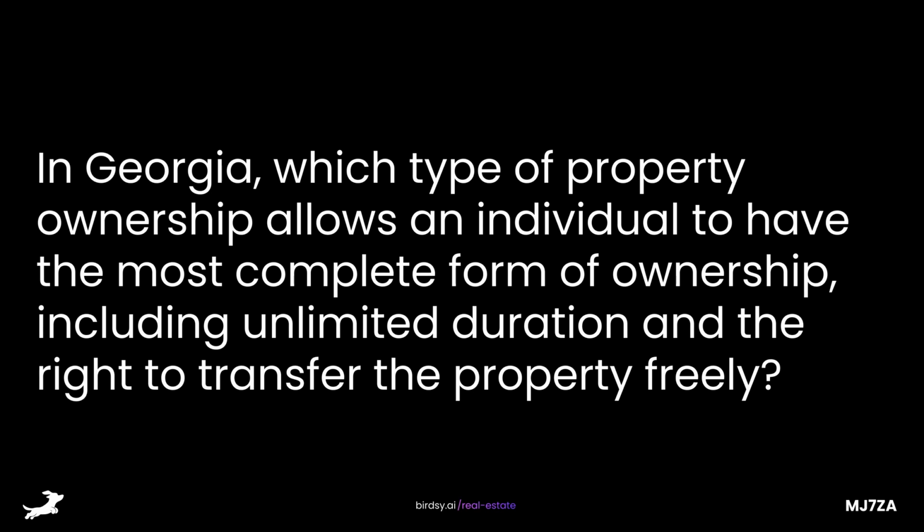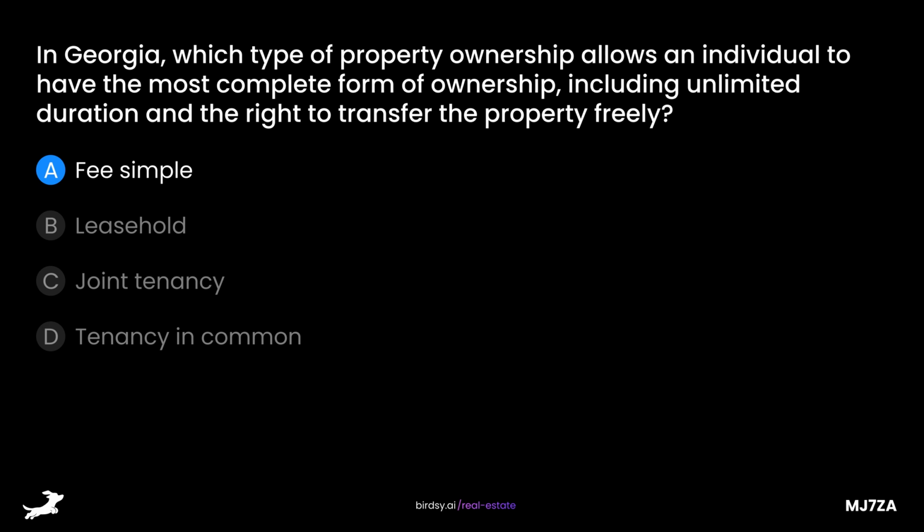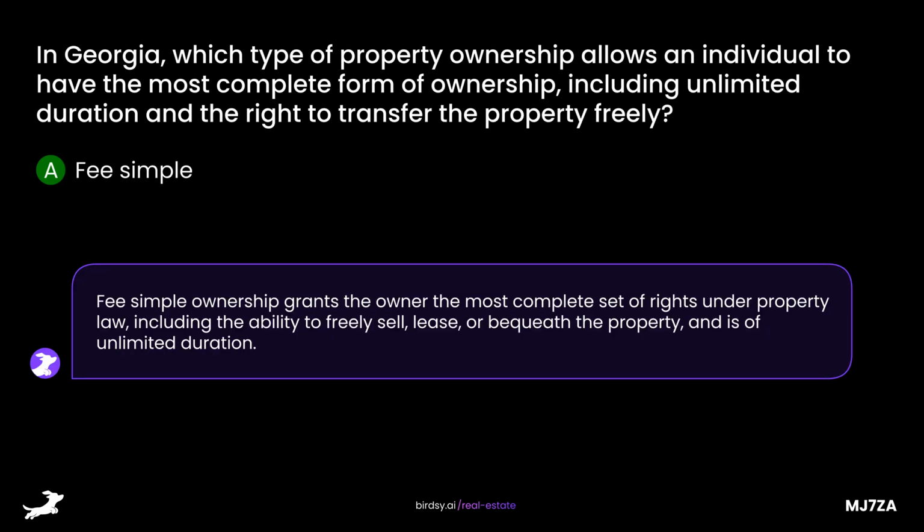In Georgia, which type of property ownership allows an individual to have the most complete form of ownership, including unlimited duration and the right to transfer the property freely? Is it A, fee simple, B, leasehold, C, joint tenancy, or D, tenancy in common? The answer is A, fee simple. Fee simple ownership grants the owner the most complete set of rights under property law, including the ability to freely sell, lease, or bequeath the property, and is of unlimited duration.